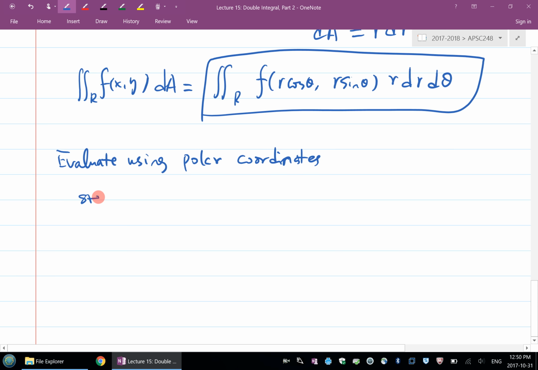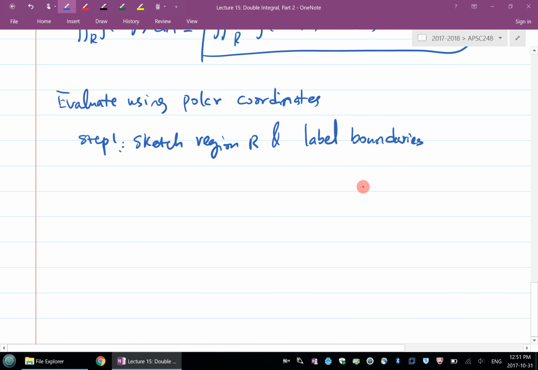Step 1: sketch region R, and label the boundaries. I'll use a sample region to illustrate the process. Let's say suppose that this is my region R.